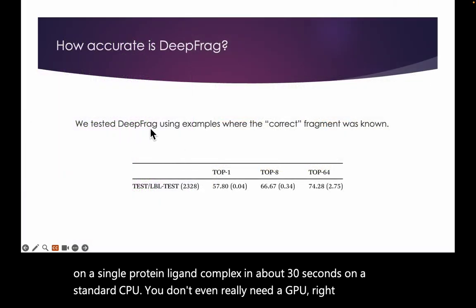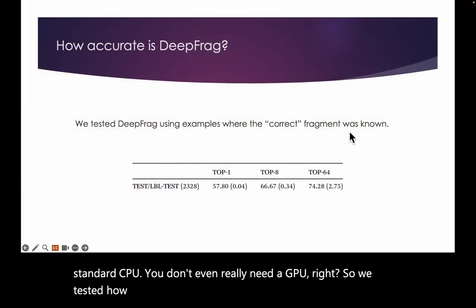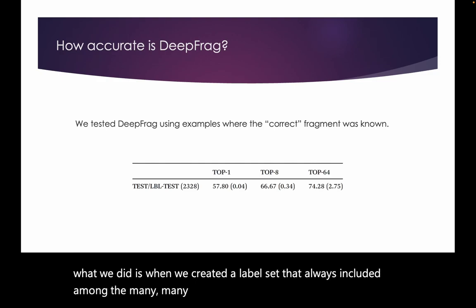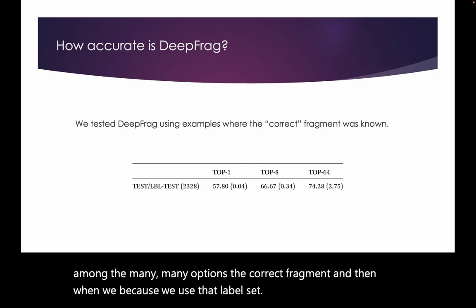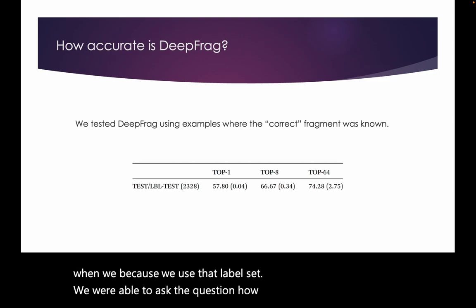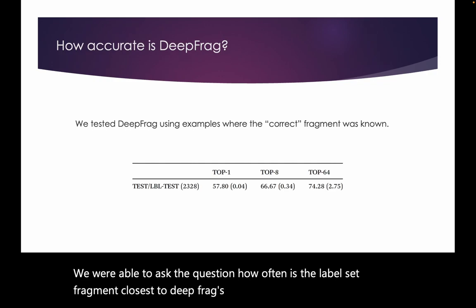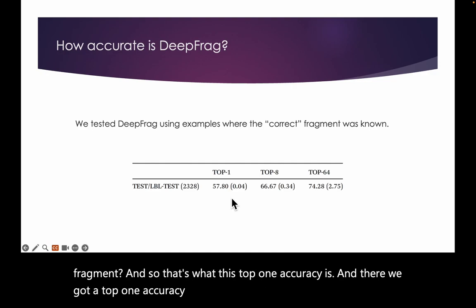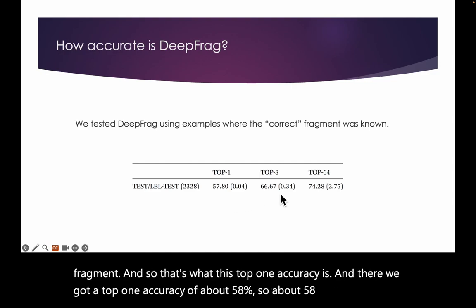So we tested how often DeepFrag would predict the correct fragments. What we did is we created a label set that always included, among the many, many options, the correct fragment. And then because we used that label set, we were able to ask the question, how often is the label set fragment closest to DeepFrag's prediction actually the correct fragment? And so that's what this top one accuracy is. And there we got a top one accuracy of about 58%, right? So about 58% of the time, DeepFrag got it right.